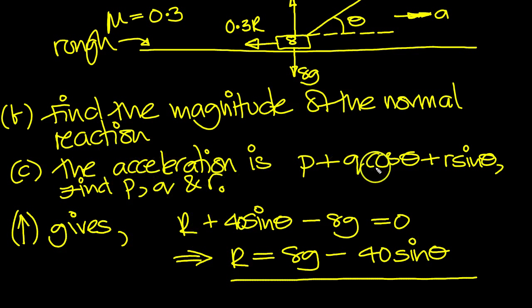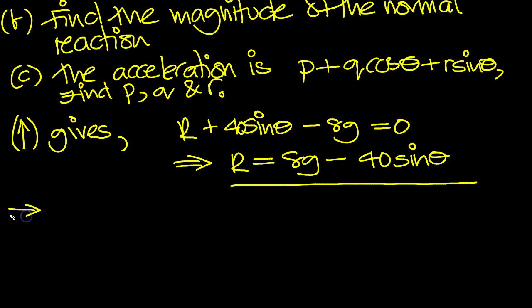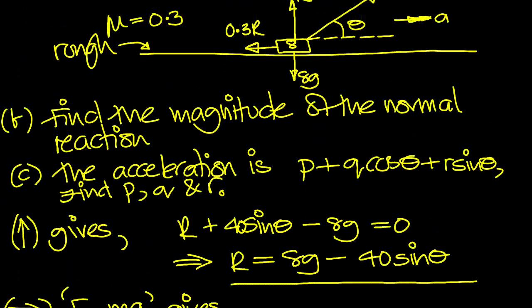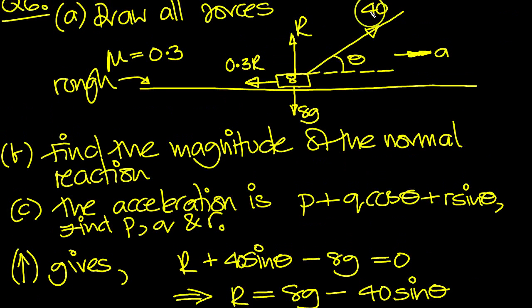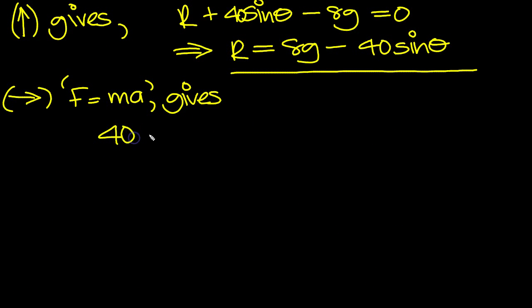Find the acceleration. Find p, q and r. So let's resolve horizontally now and apply F equals ma. Horizontally then, what forces have we got? We've got 40 cosine theta minus 0.3 R going backwards. So it's 40 cosine theta minus 0.3 times R is equal to the mass, which is 8, times the acceleration a. So that tells us what the acceleration is.